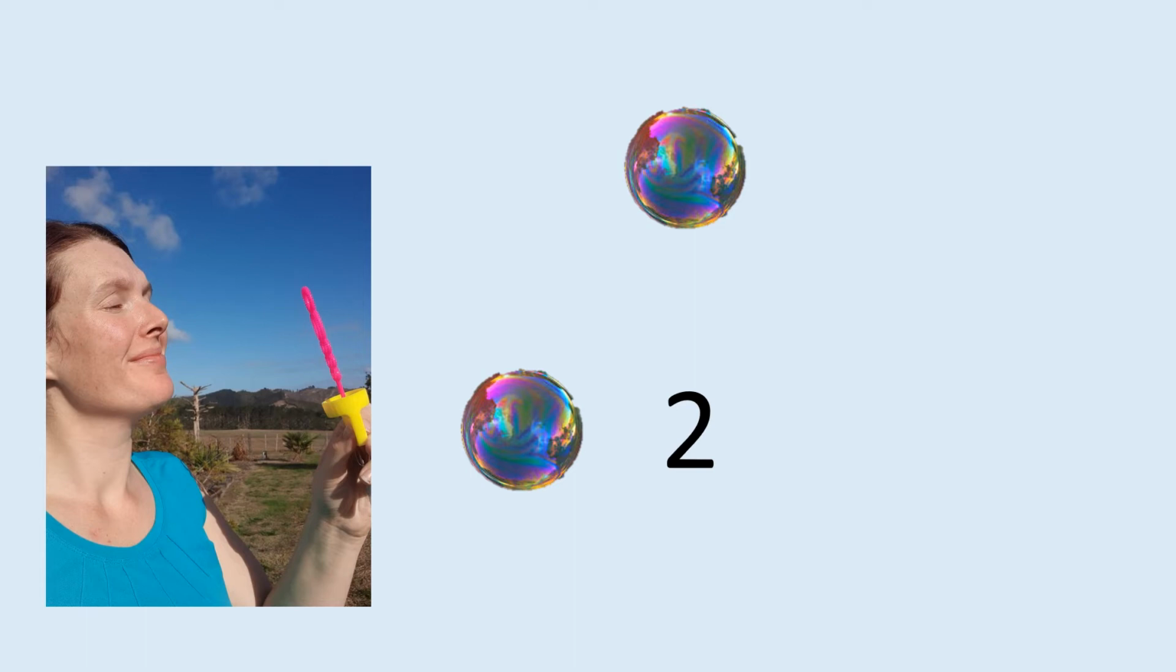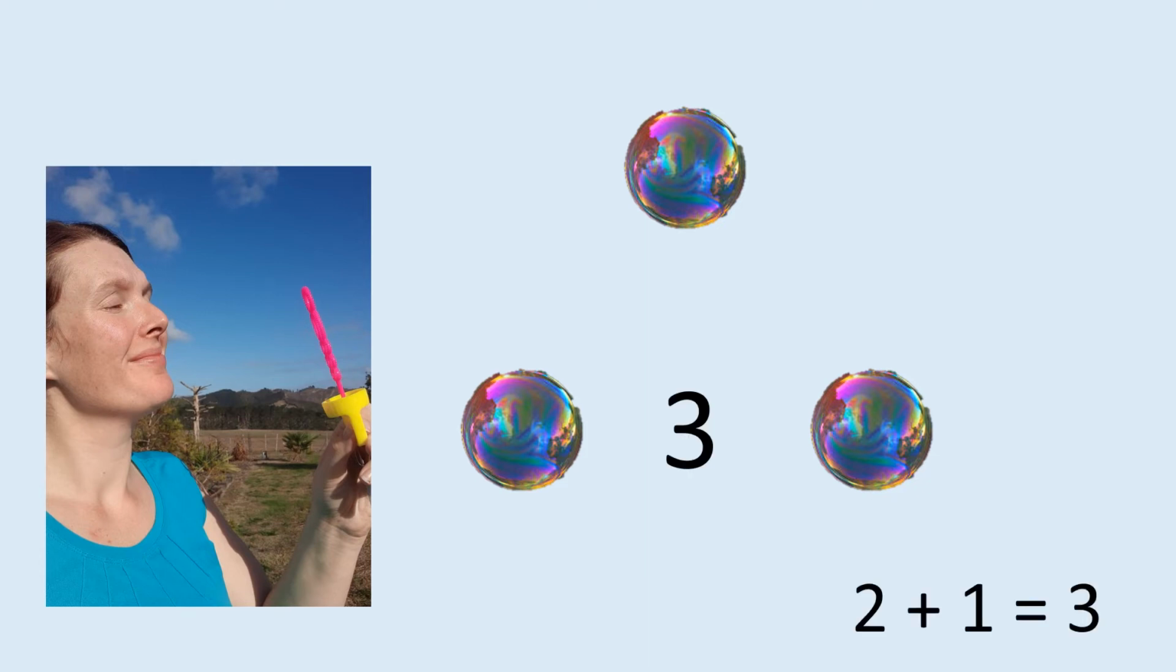Now I did promise you a little bit of bubble math. So here I am out in my garden and I'm blowing bubbles. I have already blown 2 bubbles and then I blow one more bubble. How many bubbles do I have now? That's right, 3, and we can check by counting. I have 1, 2, and one more is 3. So 3 is the number that comes after 2.